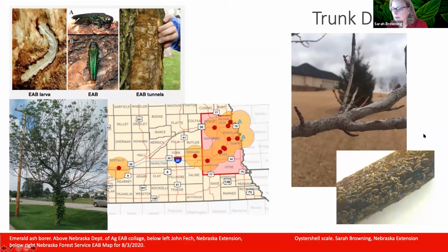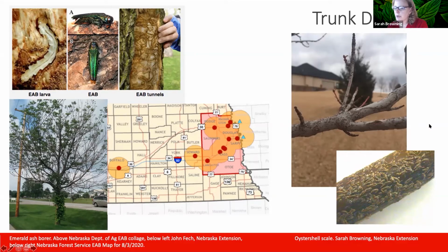But something that's a lot more insidious and harder to spot are the pictures on the right, which is oyster shell scale. And sometimes we'll get calls from folks who say, I have a tree that has branches that are dying back, but they don't really see anything that looks obviously wrong. But when they bring us samples of the branches, we'll see these tiny, tiny little shells on the stems. And you can see them also here as these little rough spots on the stem of this maple tree.